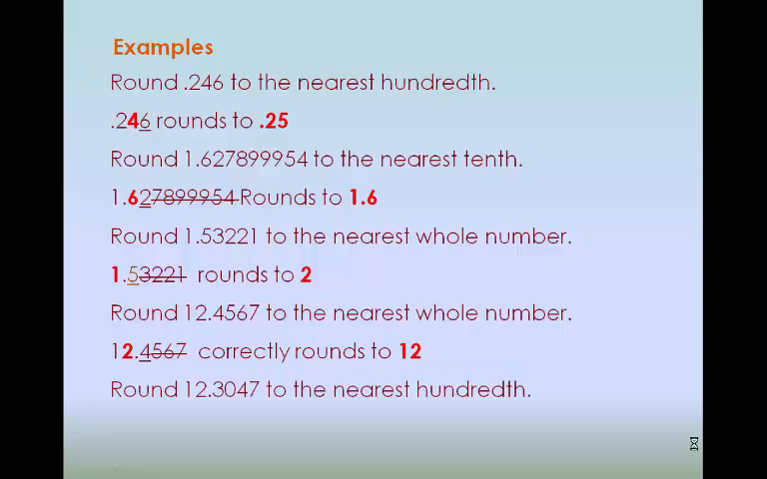And one last example, 12.3047, round that to the nearest hundredth. In the hundredth position, we have a 0. Immediately to the right, we have a 4. So we are going to drop the 47, and we are going to write 12.30. We have to write the 0 because this tells the reader that we have correctly rounded that to the hundredth position. If you don't put that 0, 12.3 would tell the reader that we rounded it to the tenth and not to the hundredth.